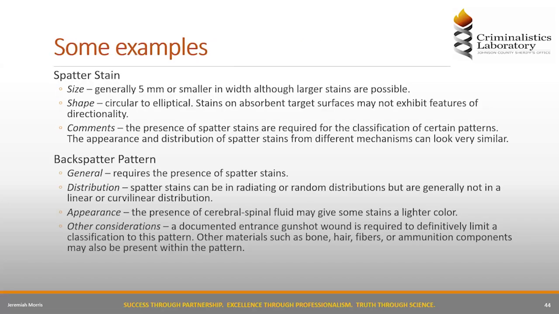So I'm going to show you what's in our procedures at our lab. These are the objective criteria that are actually written into our policy. So for spatter stain, we have criteria regarding size, shape, and then we have other comments. So these are on smooth and non-porous surfaces, so walls and such. Here's the general size, here's the general shape, other comments. And what it means is that you've got to have spatter stains in order to call certain patterns. An example is back spatter pattern. It generally requires the presence of spatter stains. Well, what are spatter stains? Go look at the objective criteria for spatter stains.